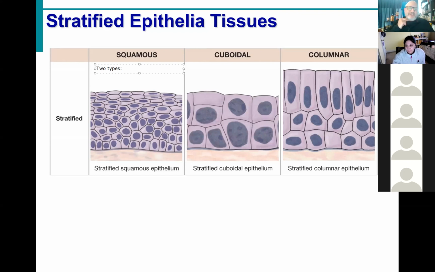But absolutely, Laura's hit it on the head. There are two main types of stratified squamous. There is a keratinized, which is what we find on our skin. Keratin is this nice, hard, rough protein that makes it hard. And then on the inside of our mouth, it is non-keratinized.